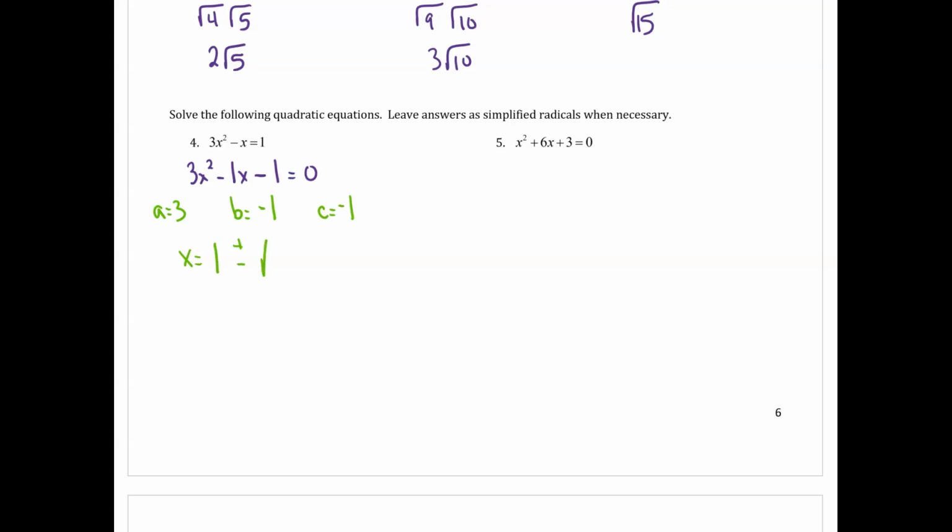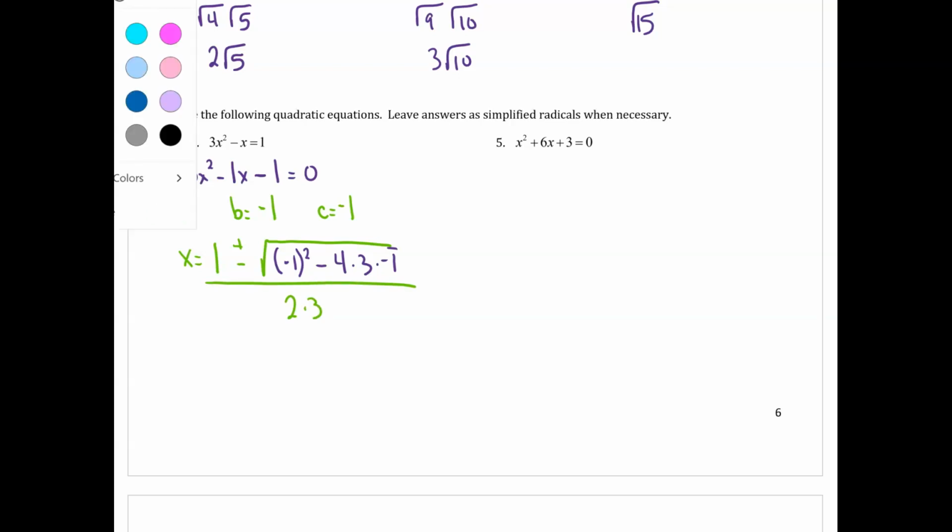Plus or minus square root. And under the square root, I'll be taking -1 and squaring it. And when I do this, I'm always going to take this b squared and always put it in parentheses, just in case you're sitting at home and you decide you want to use your calculator. So, and then it goes minus 4 times a times c, and then it's all over 2 times a.